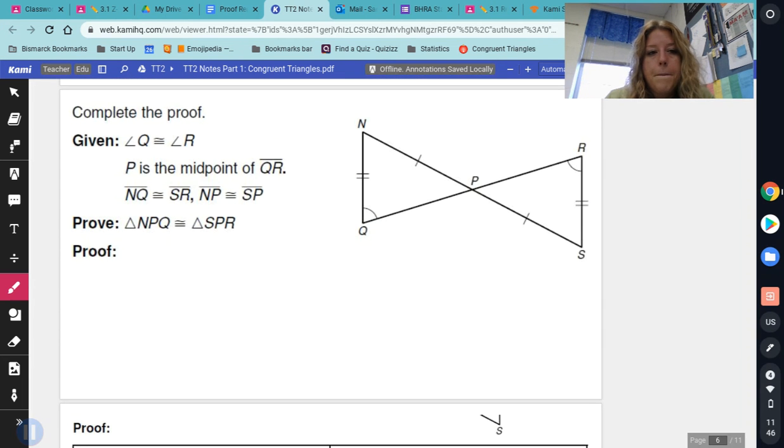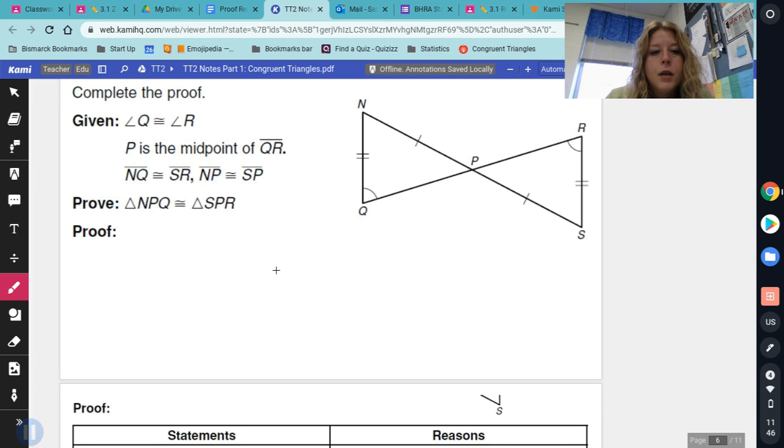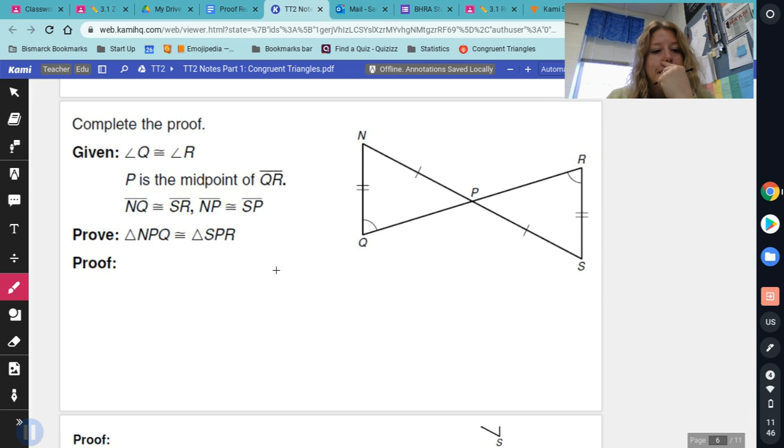Okay, here we've got a bow tie proof. We're going to prove that triangle NPQ is the same as triangle SPR. And now I know that N and S are going to have to be congruent, P and P are going to have to be congruent, and Q and R already are congruent.